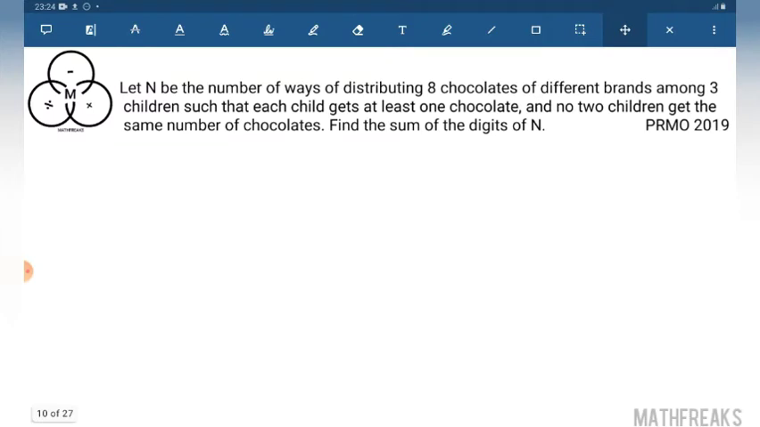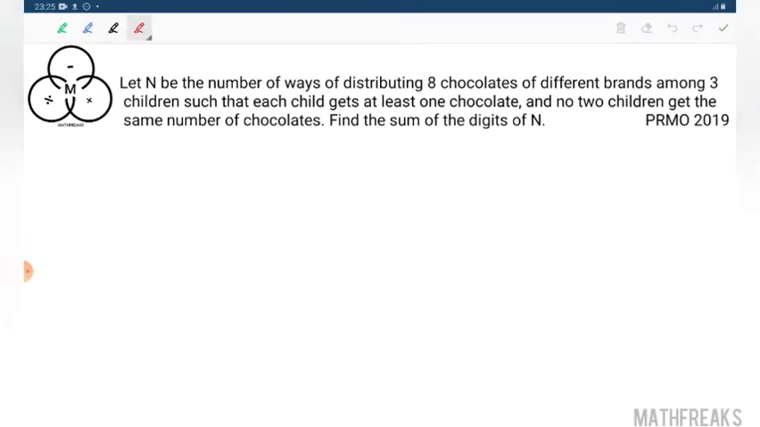Let n be the number of ways of distributing 8 chocolates of different brands among 3 children, such that each child gets at least 1 chocolate and no 2 children get the same number of chocolates. Find the sum of the digits of n. This is again the case of increasing order. Just the question has been changed a little, because the numbers cannot be the same, so there has to be some increasing order only, or we can say decreasing also.